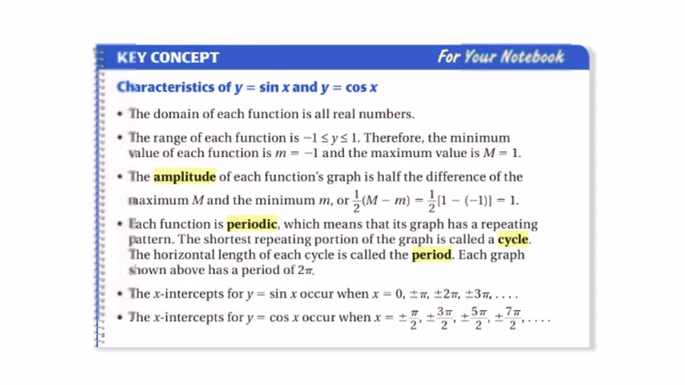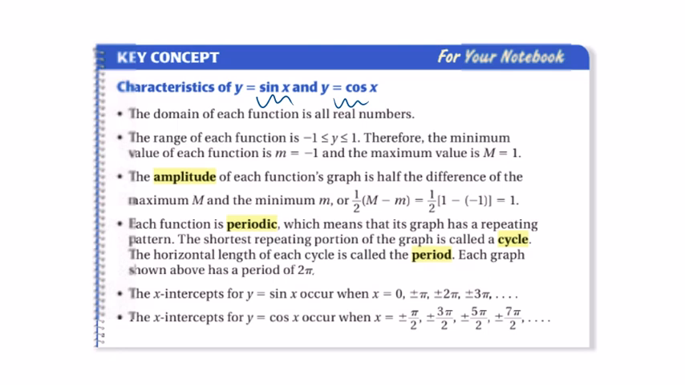So, some characteristics here. The domain is all real numbers. You can plug in anything. This is for sine and cosine, not for tangent. It will be different for tangent. The range is between -1 and 1. So no matter what degree you plug in, no matter what radian you plug in, you're always going to get numbers between -1 and 1.